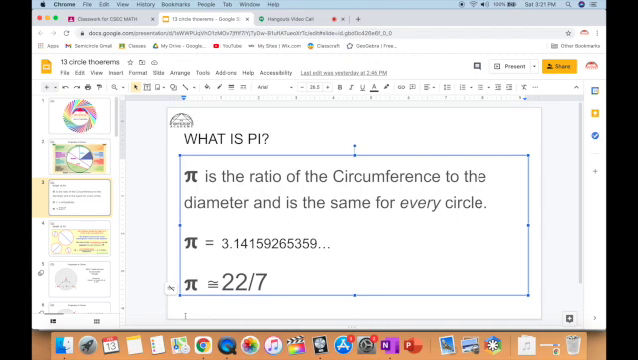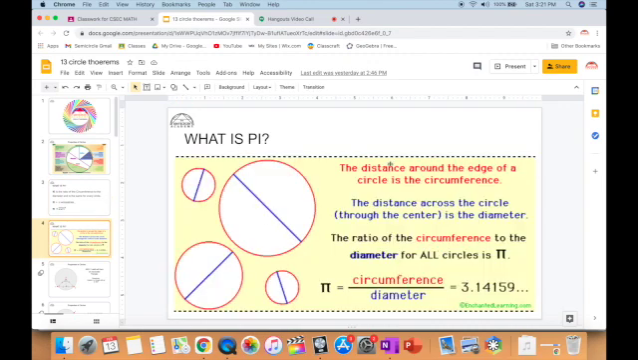So everybody understands the concept of pi, right? Yeah. So pi, the distance around the edge of a circle is the circumference. The distance across the circle through the center is the diameter, and the ratio of the circumference to the diameter of all circles is pi. Pi is 3.14159.